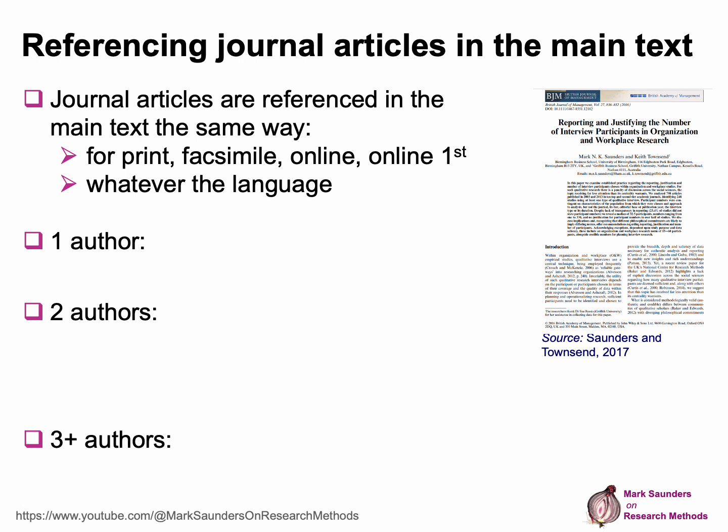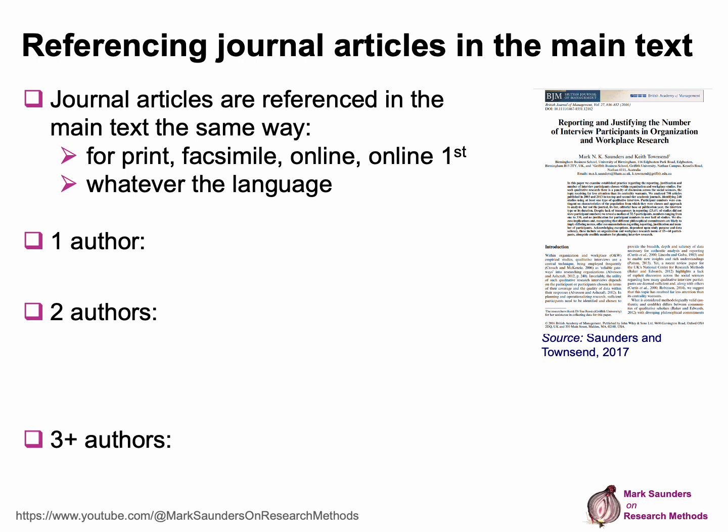Let's look at this in a bit more detail for referencing journal articles in the main text. When we do this, journal articles are referenced in the main text the same way, whether they're print copies, facsimiles, so that means an exact copy but available online, online copies, and online copies which are published online first before they actually get into the journal with a volume number and part number. And they're referenced this way whatever the language.